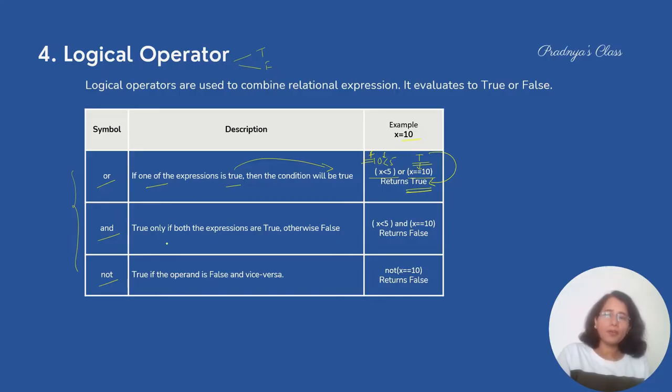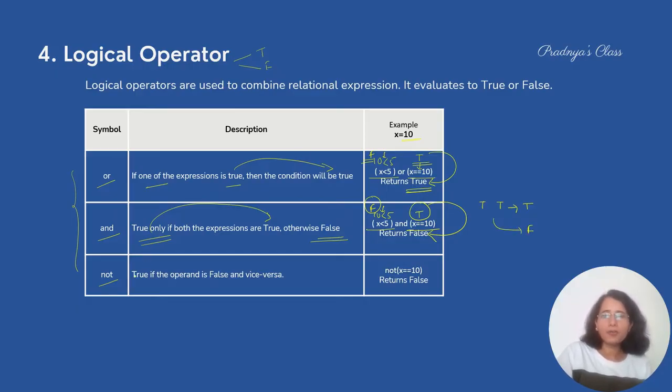And what about the AND operator? If both the expressions are true, then only we will get the answer true, otherwise false. So let's check out this expression. The first expression is x less than 5. So 10 is less than 5? It is false. And check out the second condition, x is equal to 10. Yes, it is true. So the first is false and the second condition is true. That's why we are getting the answer false. In case of AND, if both the conditions are true, then only we will get the answer true. In all other cases, we will get the answer as false.